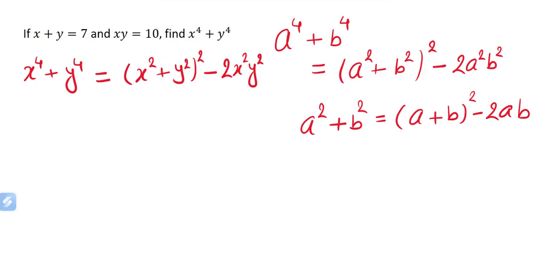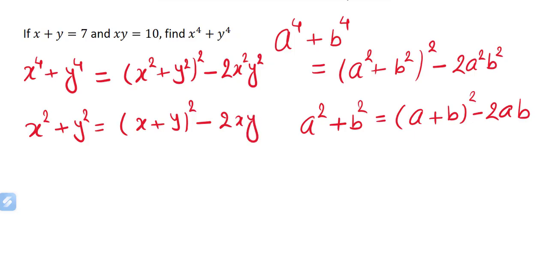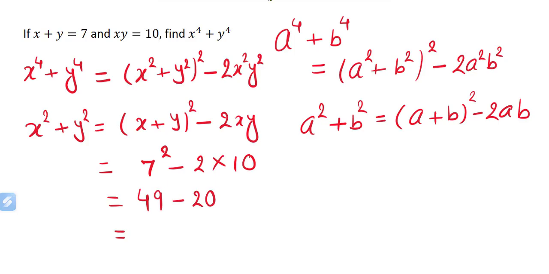Let's first find the value for square of x plus square of y, where the relation is x plus y whole square minus 2xy. So you can compare here with square of a plus square of b, and this is square of x and square of y. Now we have the value for x plus y, which is 7. Now this is squared, and the value for xy is given, which is just 10. So that is 49 minus 20, which is the value of 29.